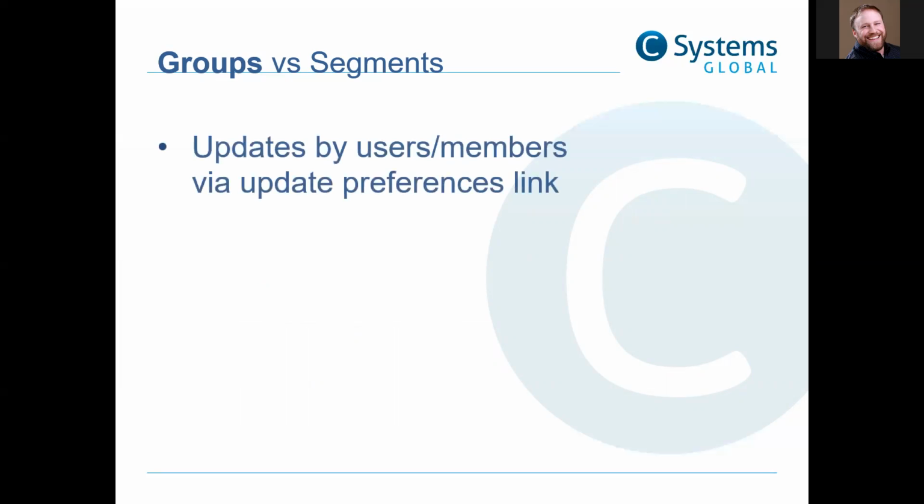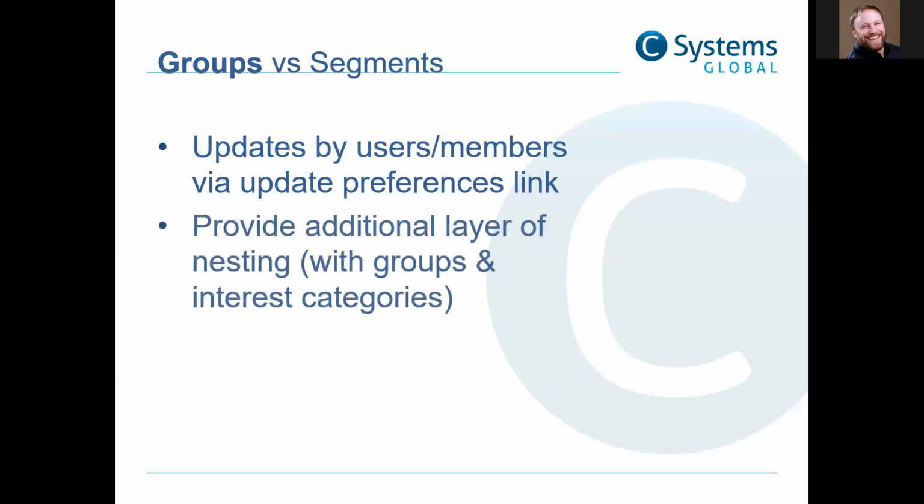Groups allow users to select via the update preference link in their email which groups and or interest categories they'd like to subscribe to. This is great for marketing promotions or newsletters that your users can select which mailings they'd like to receive. Groups also provide an additional layer of nesting. You can define a group, and then the users would select the interest categories within that group.